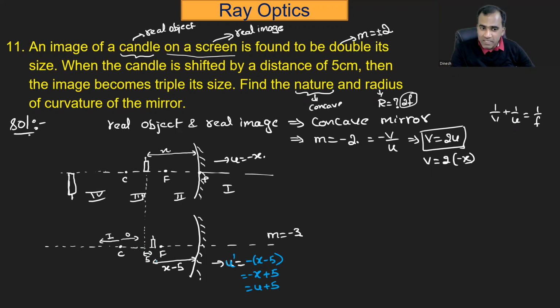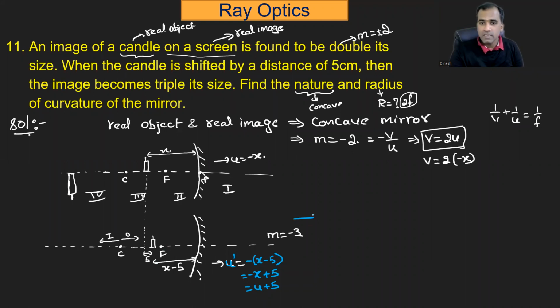The distance is reducing, but still we can write it as u plus 5. Why? Just when you are getting confused with sign, take some value which does not involve sign, this length part. If this is x, this will be x minus 5. So if you're talking about the image object distance, when you're talking about a real object, you have to take minus of the length. The length is x minus 5. If you take minus of it, it is minus x plus 5. So you can write it as u plus 5.